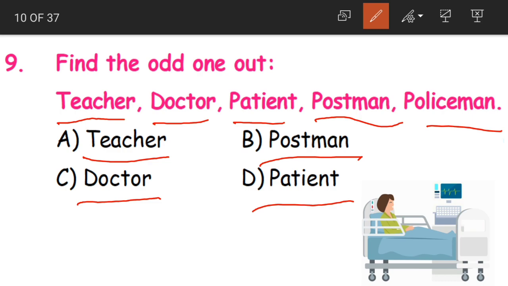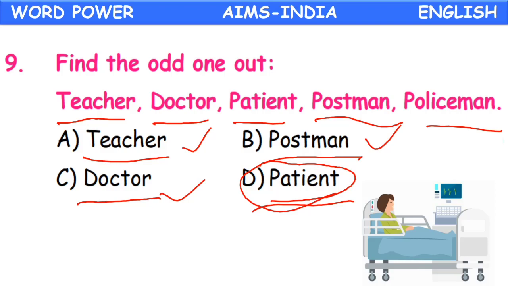If you see, children, teacher, postman, and doctor, these three are professions of a person, or occupations. But patient is not an occupation. It is a condition of a person. If somebody is feeling sick and is admitted in a hospital, then we call him a patient. This is the condition of a person, whereas the other three are the occupations of the people. Clear, children? So, D is the answer.